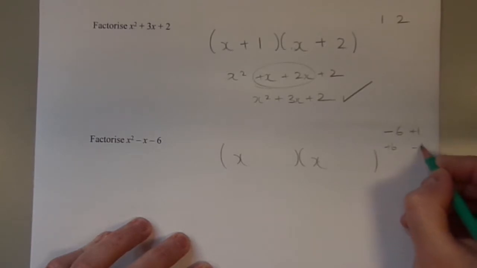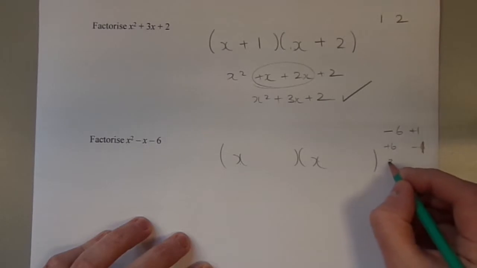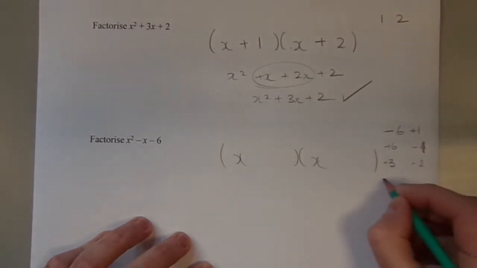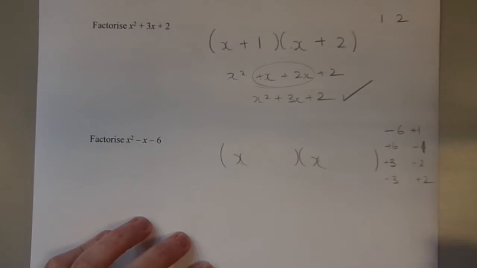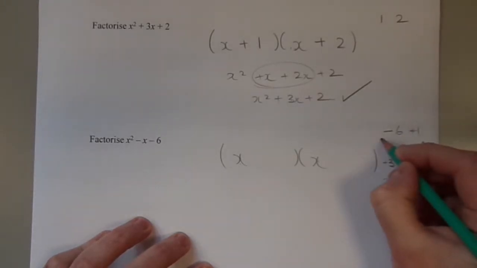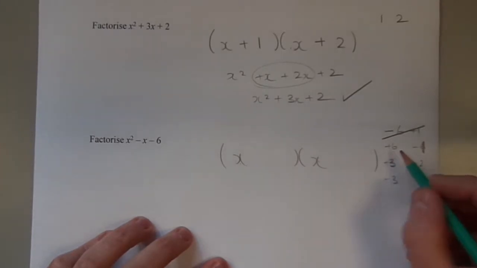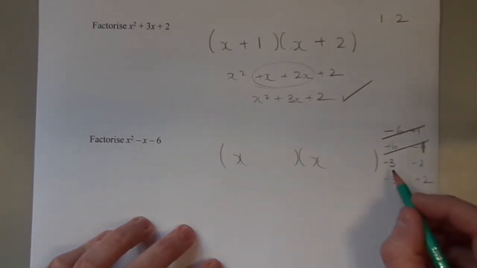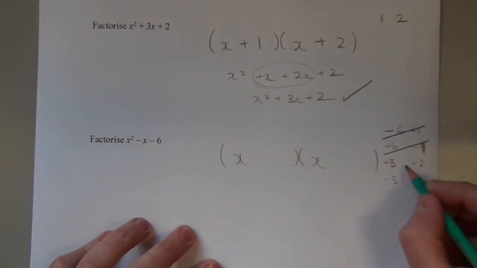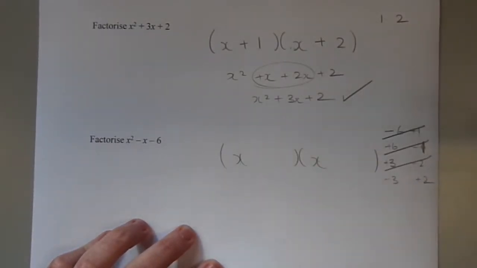Well, write down all the possible combinations. We could have a positive 3 and negative 2, or negative 3 and positive 2. And go through. Do these multiply together to give minus 6? Yes. Do they add together to give minus 1? No. They add together to give minus 5, so it's not that one. They multiply to give minus 6, but they add together to give positive 5, so it's not that one. They multiply together to give negative 6, but they add together to give positive 1. These numbers multiply together to give minus 6, and they add together to give minus 1.